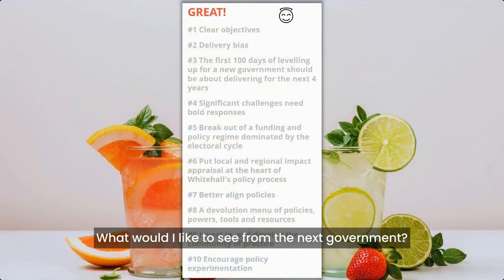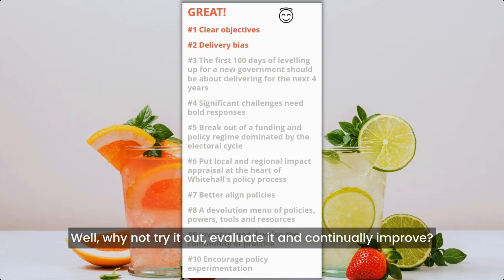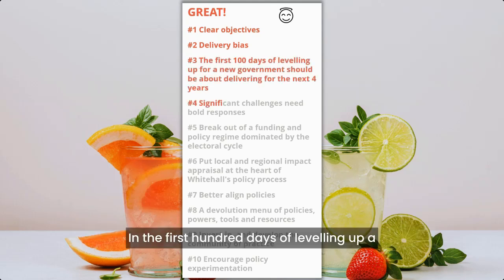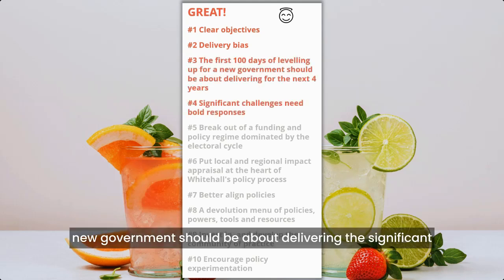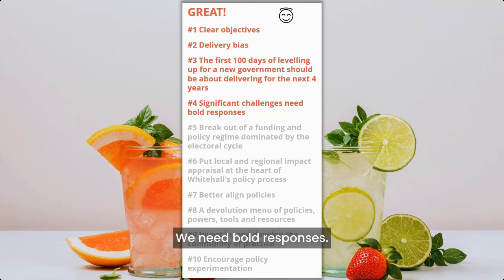What I'd like to see from the next government: let's have clear objectives from day one. Let's have a delivery bias. Let's not get caught up in these pondering, esoteric debates about, well, what functional area works best? Why not try it out, evaluate it, and continually improve it? The first 100 days of levelling up for a new government should be about delivering on the significant challenges of local and regional economic disparities. We need bold responses.